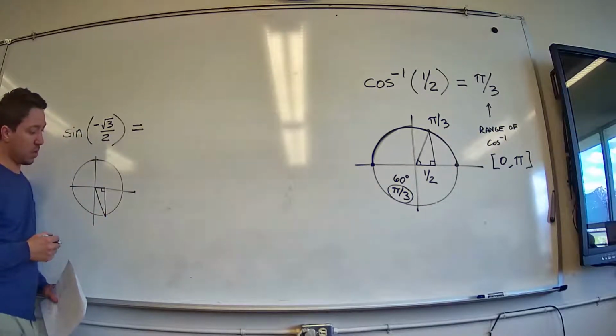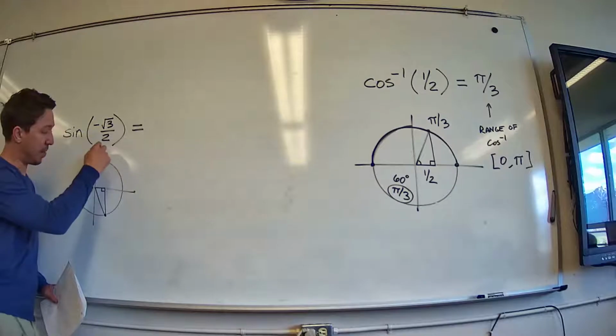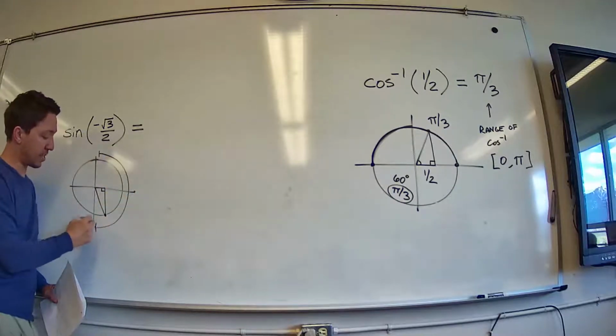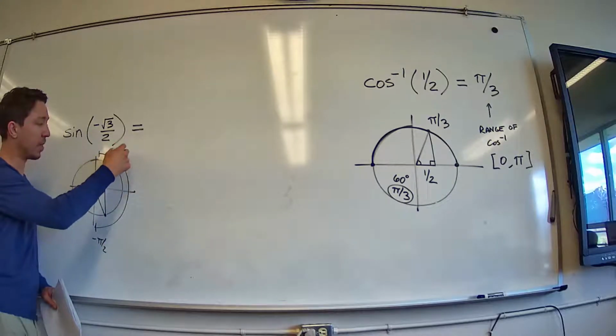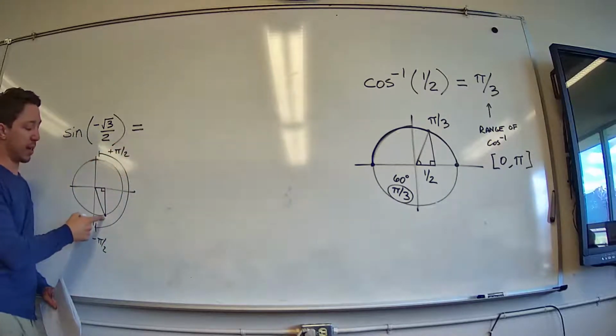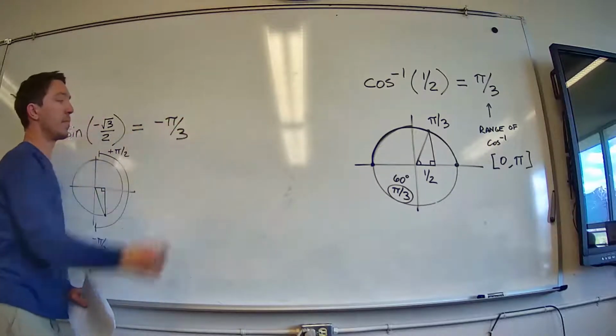Now, how do I write my answer? Remember, my range is all of these angles. Anything from -1/2 pi up to +1/2 pi. So how do I describe that angle? -pi/3.